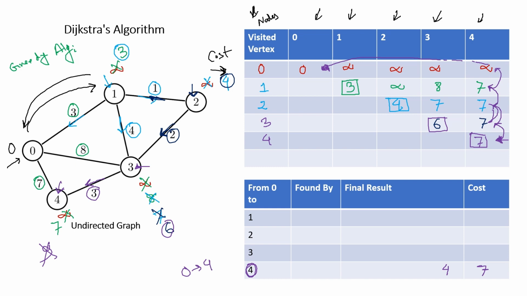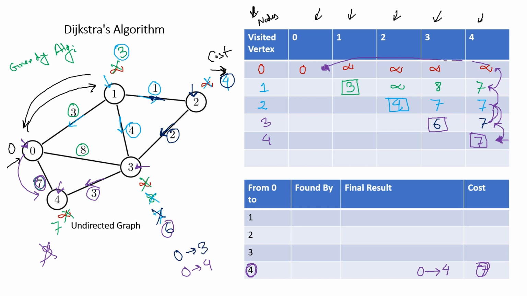In this row, the visited vertex is 0. Now we're going to also put that in our final result. So from 0, we can go to 4. We can even justify our answer using the graph. So from 0, we want to go to 4, and the cost is 7.